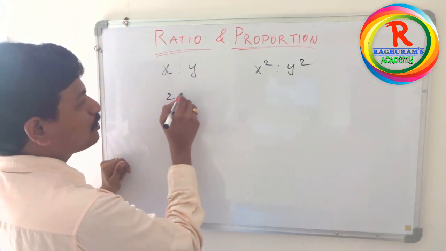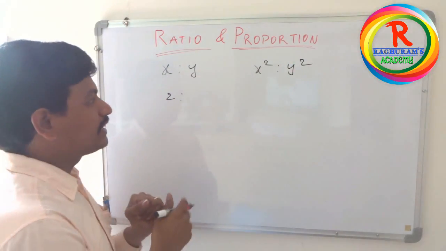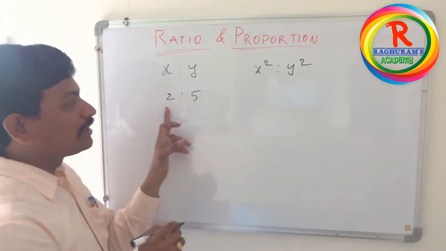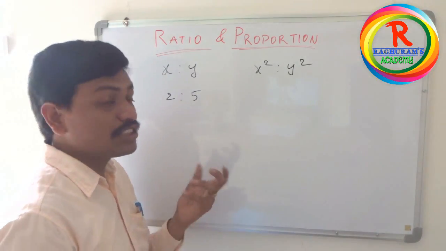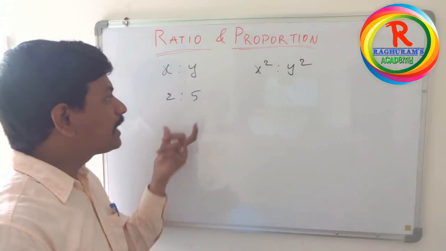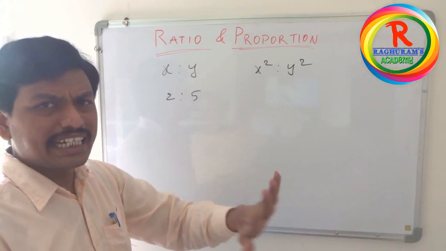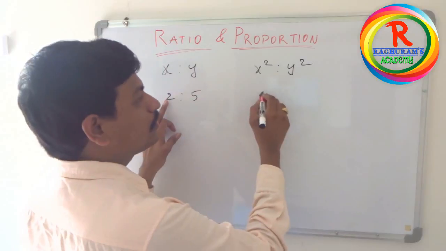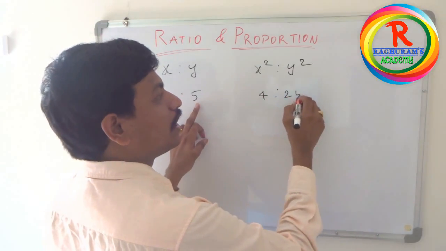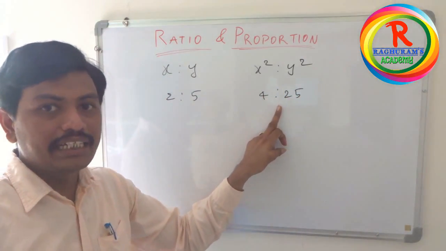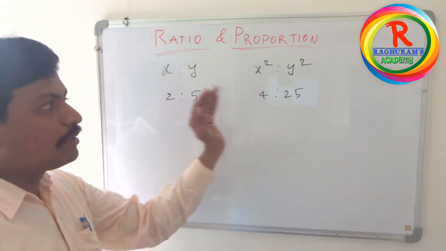Suppose the ratio between two quantities is 2:5. Sometimes you may get a question like this: find the duplicate ratio of 2:5. What do you do? Just take squares. 2 square is 4, 5 square is 25. This is the duplicate ratio. The first type is the duplicate ratio.